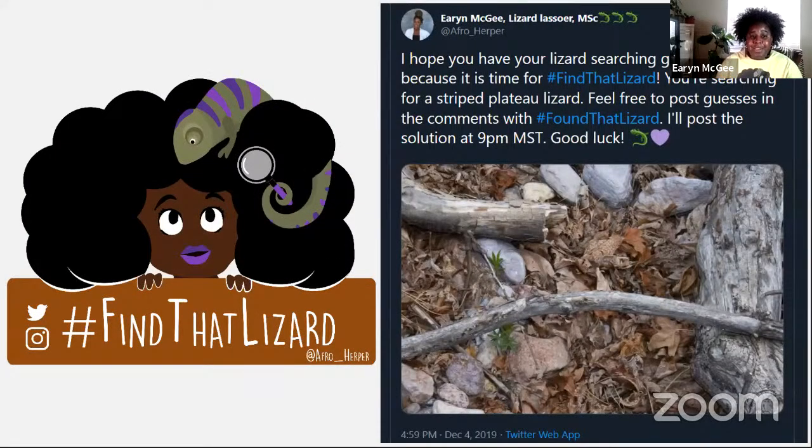So many of you may know me as Afro Herper, and you probably know my game, #FindThatLizard. But for those of you that don't, Find That Lizard is a game where I post a photo of a lizard camouflaged in its natural environment, and people have to find it. So normally what I do is I'll include some text that talks about the different life history traits and other facts about the lizards, but I can also use this space to talk about different conservation and environmental issues, as well as social justice issues.